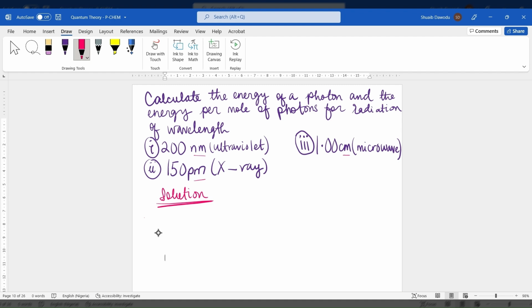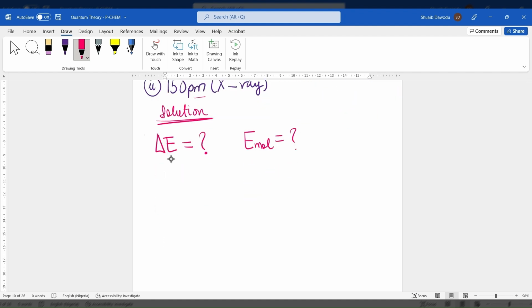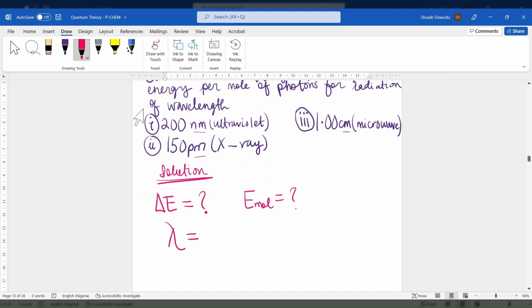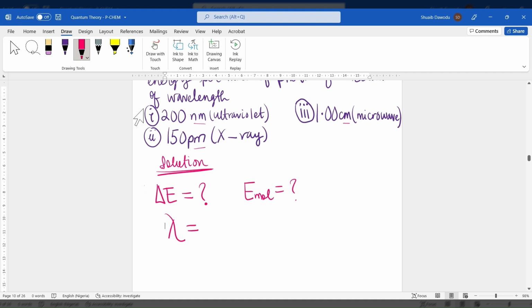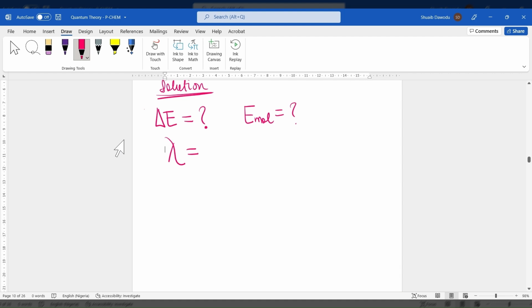The first thing to note is that we're asked to find the change in energy as well as the energy per mole, which are unknowns. We're not given any other information except the wavelength for the photon: 200 nanometers in the first question, 150 in the second, and 1.00 in the third.